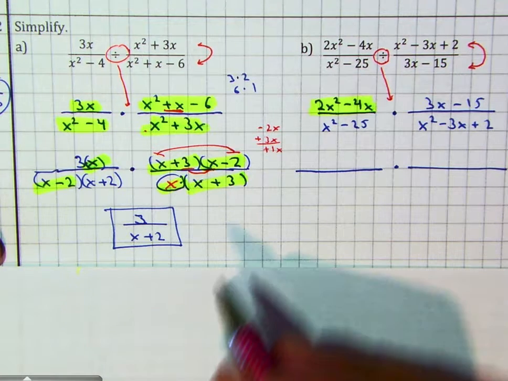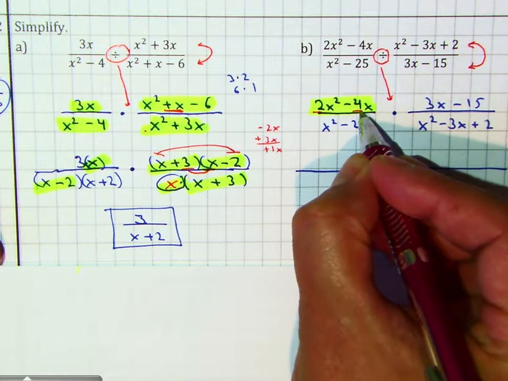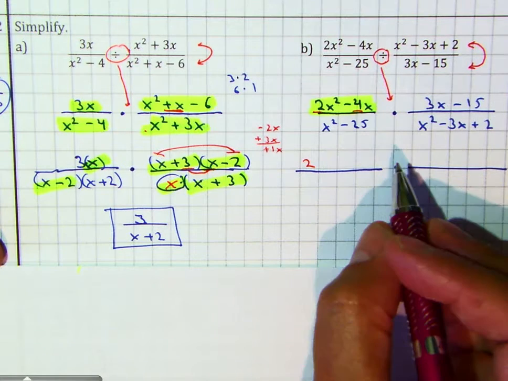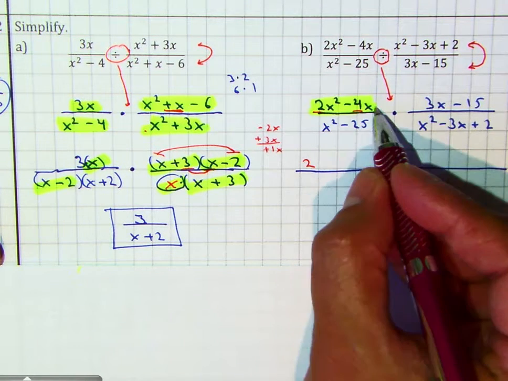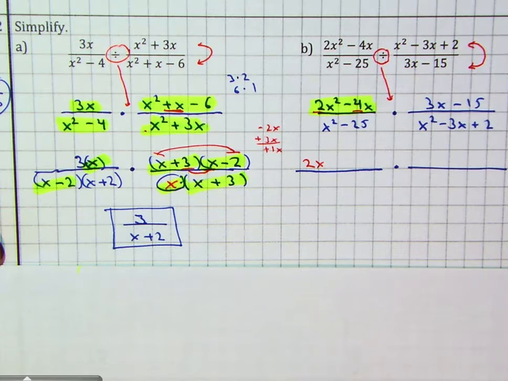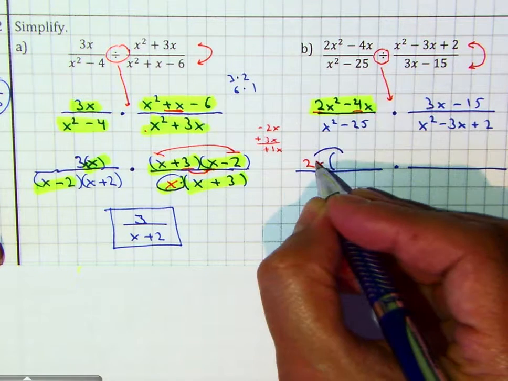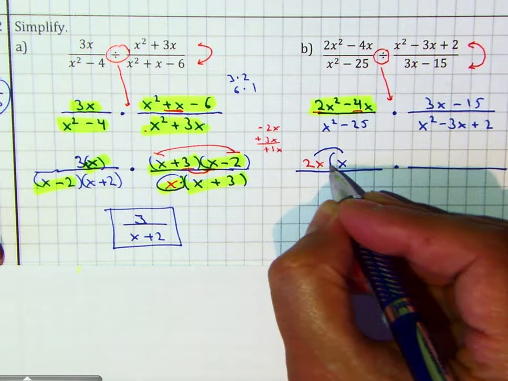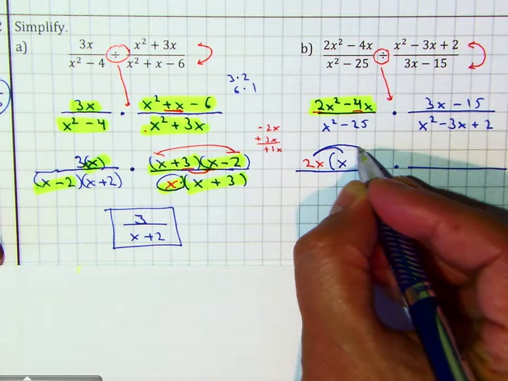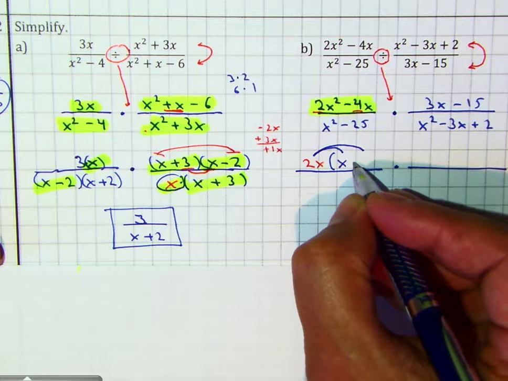What can I factor out? What one number divides 2 and 4? 2. Do they both have an x? Yes, I can take out 1x. What's left behind? What do I need to multiply 2x by to end up with 2x squared? x. What do I need to multiply 2x by to end up with negative 4x? It will be minus 2.